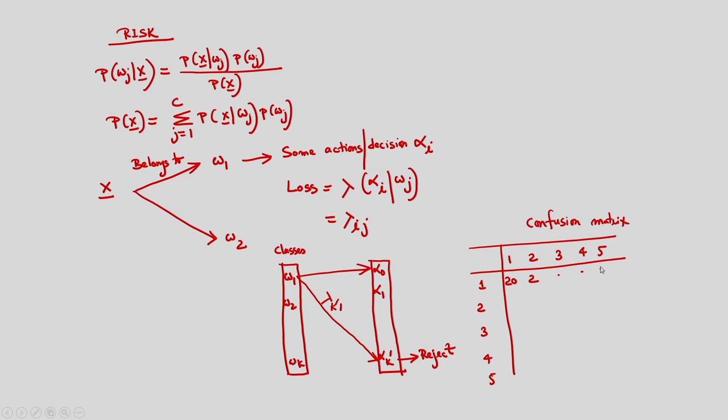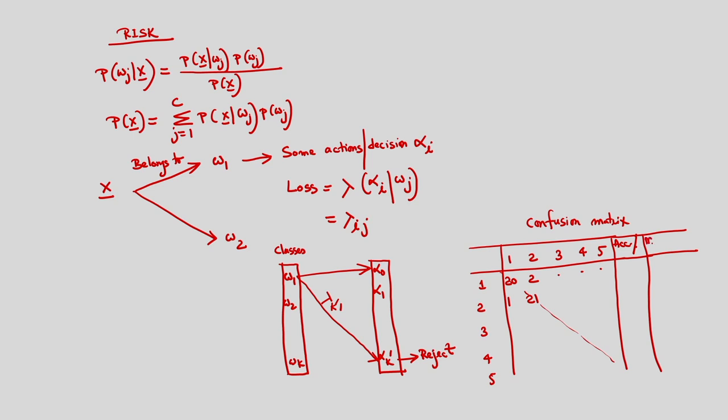Similarly, how many times is 2 recognized as 2? Suppose it is 21 times. And how many times is 2 recognized as 1? Suppose 1 time. So like this, I can determine the confusion matrix. This is a confusion matrix. I will be getting a diagonal matrix. From this, what are the parameters I can determine? One is, suppose, the accuracy rate. This accuracy percentage I can determine.